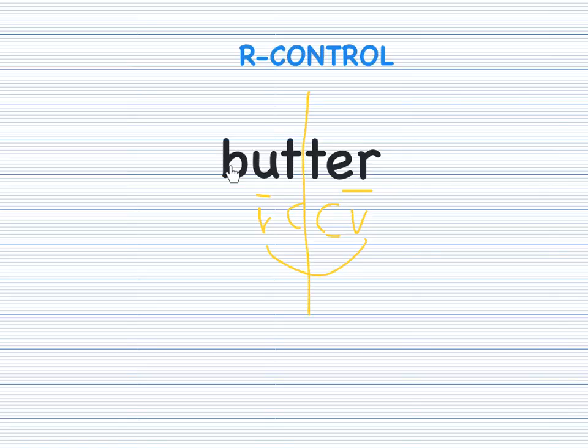We have b, ut, but, and I know this U will say its short sound because it's blocked in with a consonant. It's a closed syllable. B, ut, er. Notice the ER stays together and says er, so we have but, ter, butter.